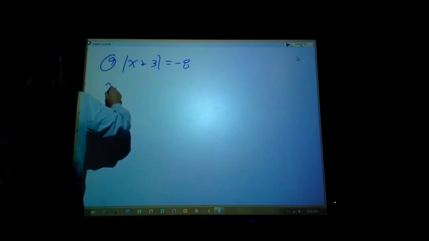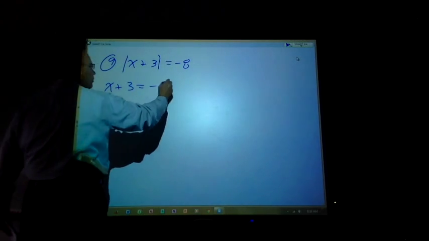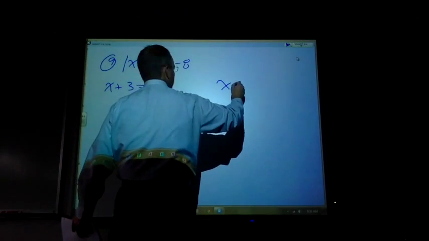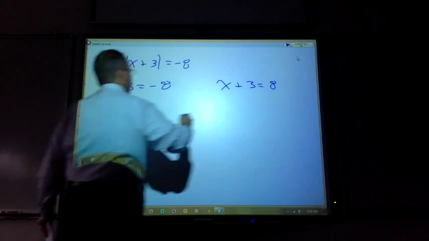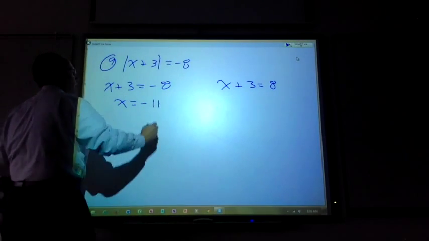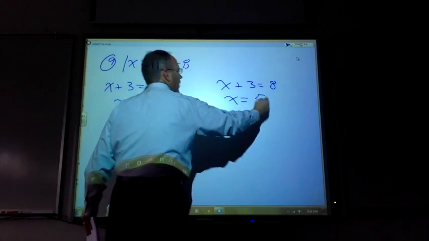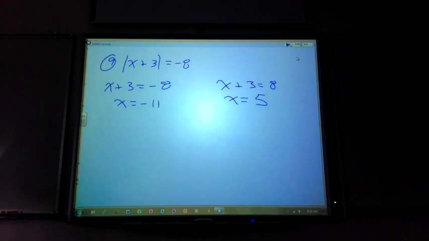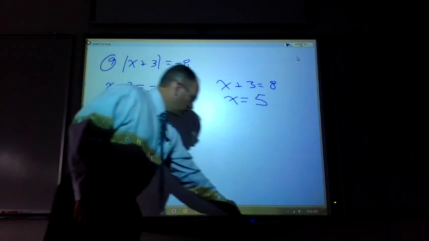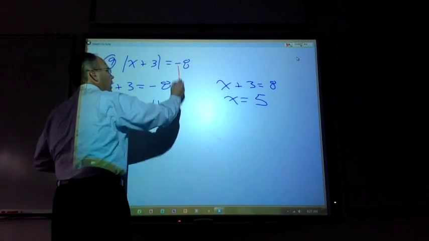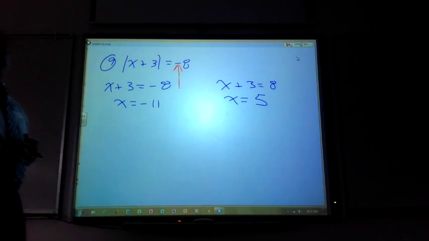So let's try and solve it. And then I'm going to change this sign. Let's solve it. So that's going to be negative 11, and that's going to give me 5. Let's see if this will work. Plug negative 11 in. Negative 11 plus 3 is negative 8. What is the absolute value of negative 8? 8. But look what it says it's supposed to equal. So this right here is not going to allow it to work.